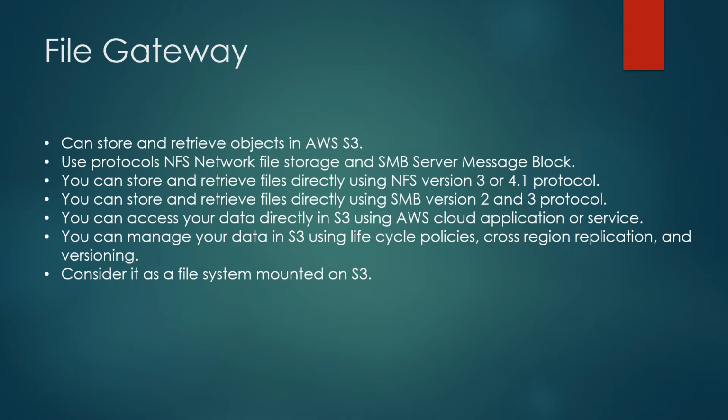Let's talk about the first one, that is file gateway. File gateway is used to store and retrieve objects in AWS S3, and it uses NFS and SMB protocols. You can either use NFS 3 or 4.1 protocol, or SMB 2 or 3 protocol. You can access data directly in AWS using AWS cloud applications or services. And since data is uploaded to S3, you can utilize all the S3 offerings, for example lifecycle policies, cross-region replication, and versioning. In short, you can consider this as a file system that is mounted on S3.